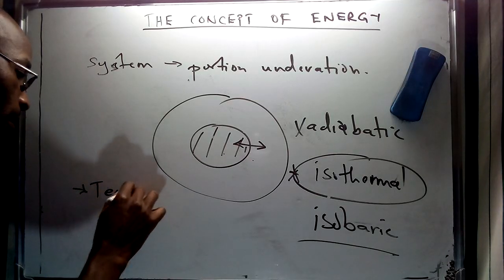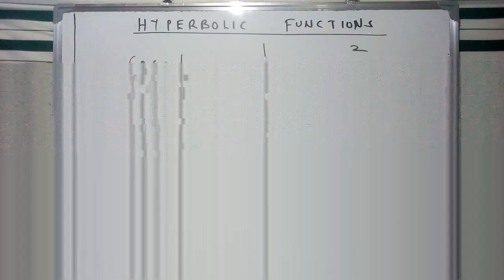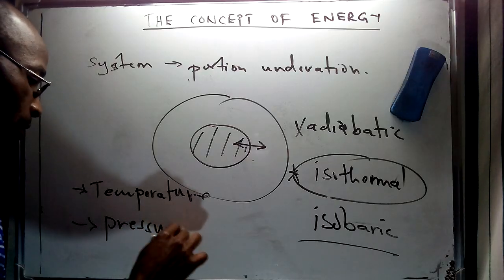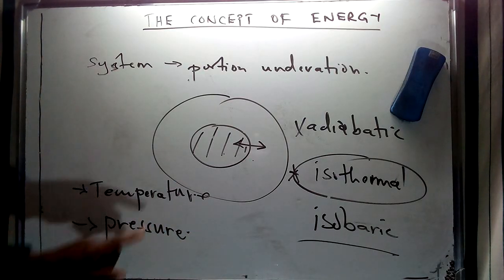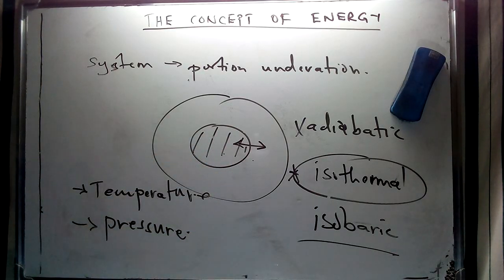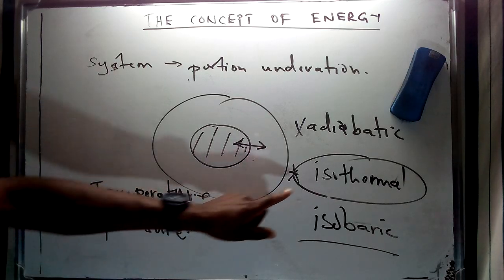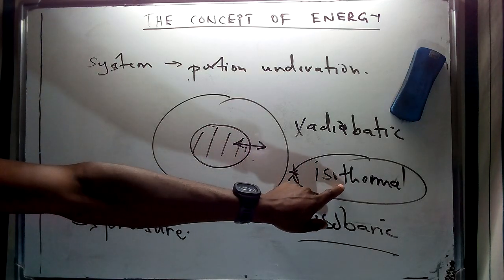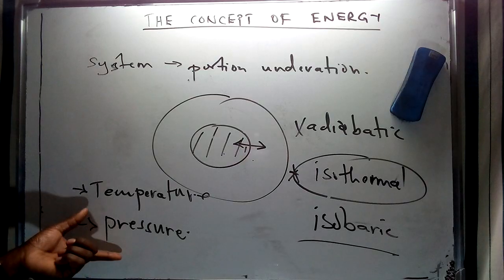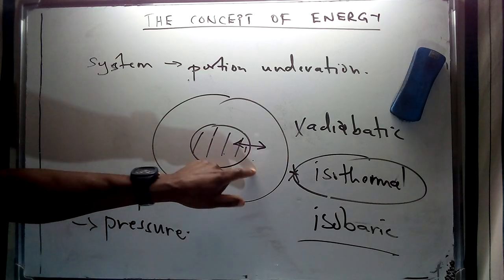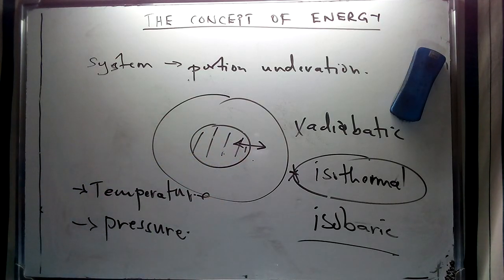Temperature, whereby if the heat energy is transferred between the surrounding and the system, and the temperature is maintained at a constant value, then that specific state is referred to as an isothermic state. And then if the pressure is maintained while the heat transfer is occurring between the system and the surrounding, then that state is going to be referred to as isobaric.